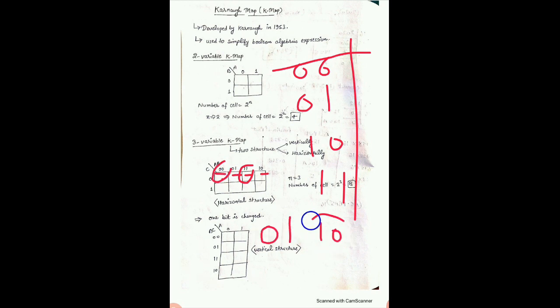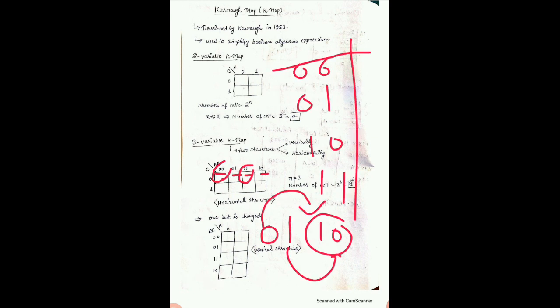Actually in the K map there is a rule: if we go from one cell to another cell, then only one bit is changed. Suppose this is 0 0. Now in the second cell the first bit is 0, that is not changing, but the second bit is 1. So okay, one bit is changing. But if after 0 1 we use 1 0, then 0 is changed into 1, one bit change, and 1 is changed into 0, the second bit is changed. But this is the limitation.